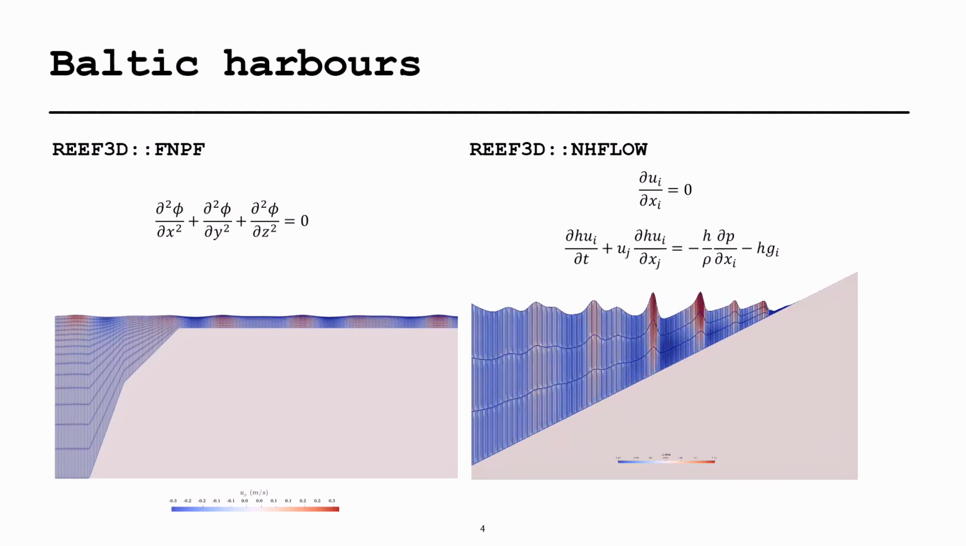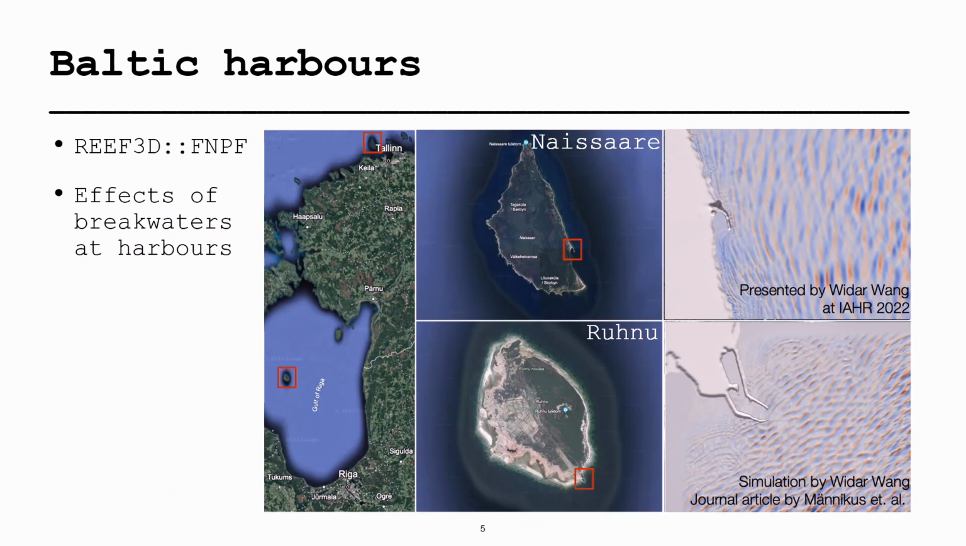This process in the surf zone area is what really makes the NH flow very suitable for the Baltic region, because we need to look at the coastal morphology. So what we have been doing is we used the FMPF model, the wave propagation model, for the wave analysis. So wave analysis along with wave transformations, but not any coastal surf zone dynamics. Especially we look at the effects of the breakwaters.